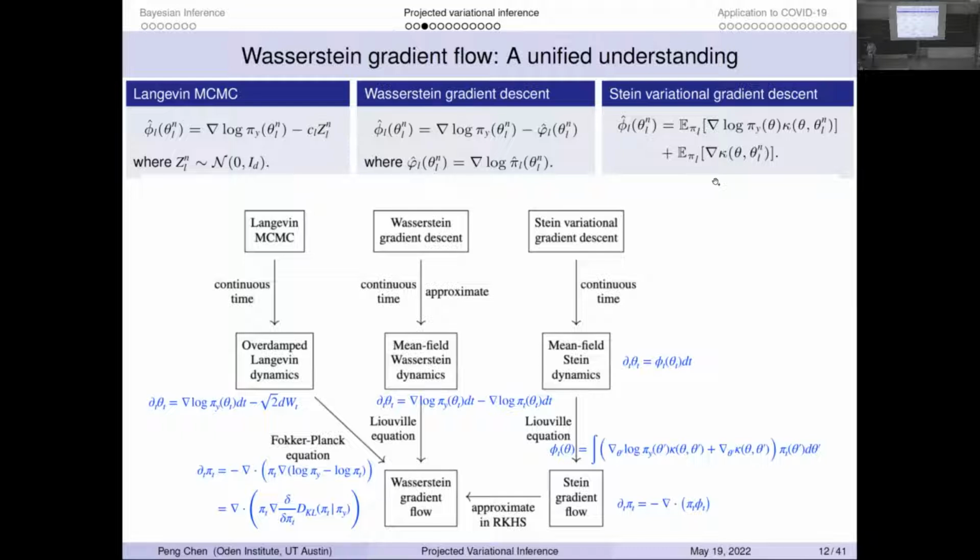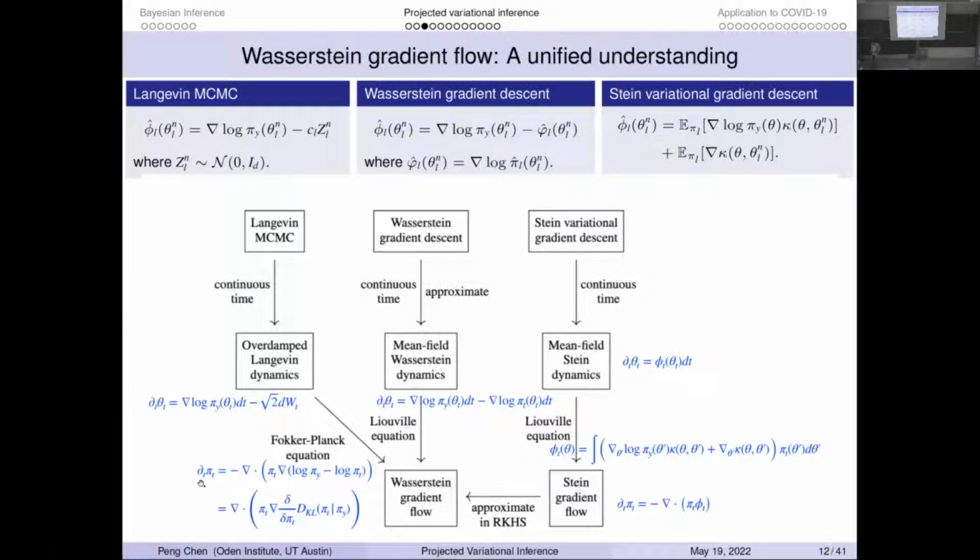Now you do not have to estimate the density pi L, but you only need to compute the expectation, which you can do by sample average approximation. So essentially, as long as you know the samples, then you can compute these terms without a density estimate. At the continuous level, the corresponding dynamics for, for instance, Langevin MC is given by the overdamped Langevin dynamics, which is the dynamics for the particles or for the samples with the Brownian motion here. And by the Fokker-Planck equation, you know that this corresponds to the density flow.